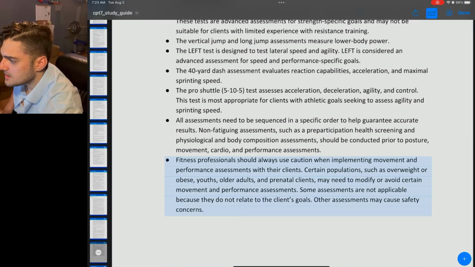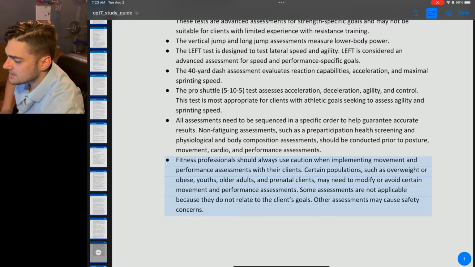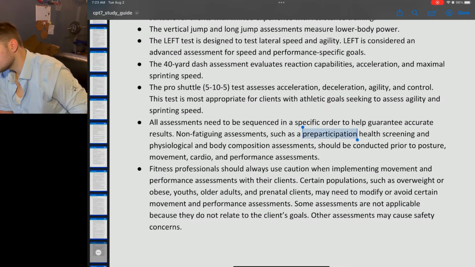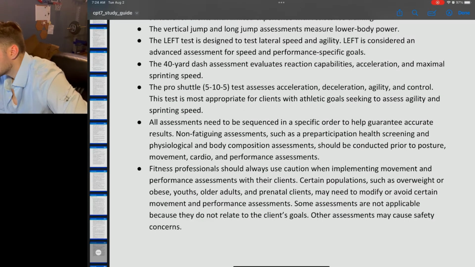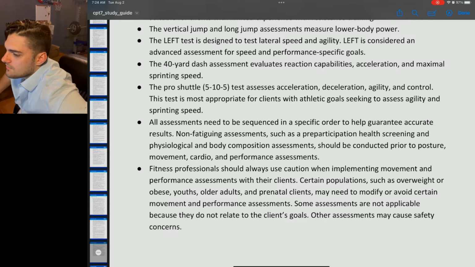All assessments need to be sequenced in a specific order to help guarantee an accurate result. Non-fatiguing assessments, such as, I don't know what that means. Pre-participation, such as a prerequisite for whatever. Pre-participation health screening and physiological and body composition assessments should be conducted prior to posture, movement, cardio, and performance assessments. Fitness professionals should always use caution when implementing movement and performance assessments with their clients.